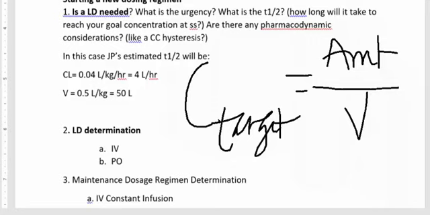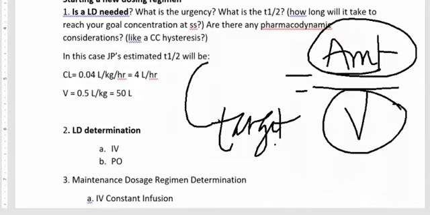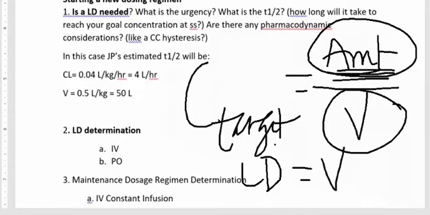Wouldn't the amount that we have to get put into a particular volume give us our target? So if we're trying to figure out the amount we need to give them, that would be our loading dose, wouldn't it? And if we just rearrange that, it's just volume times C target, isn't it? So our loading dose is determined by our volume times wherever we're shooting for.